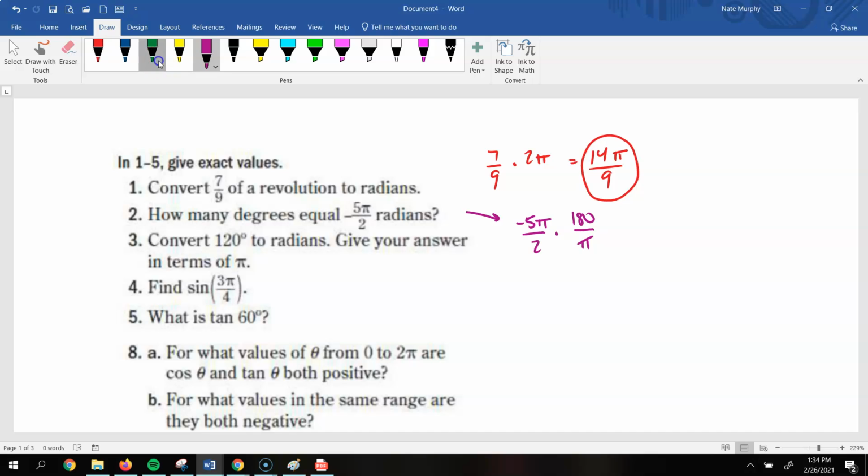And then I want to reduce this. And so the pi's cancel out. 2 goes into 180 90 times. So now if I take negative 5 times 90, I get negative 450 degrees. So that would be my answer for number 2.